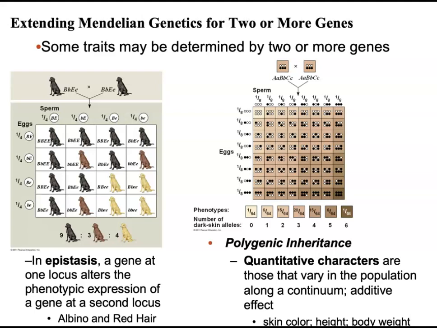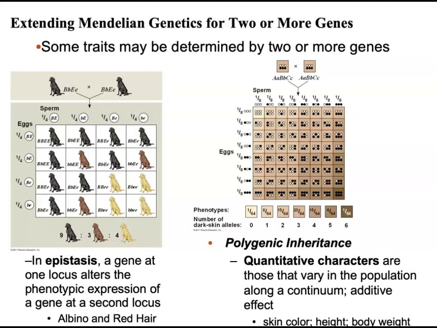In epistasis, a gene at one locus alters the phenotypic expression of a gene at a second locus. In this Labrador example, 3 coat colors are possible: black, chocolate, or yellow. There are 2 genes that determine color, B and E. If the dog has a dominant capital B allele, it will be black, while if it is homozygous recessive for B, it will be brown or chocolate. However, no matter what the B alleles are, if the dog is homozygous recessive for E with 2 little e's, the dog will always be yellow.